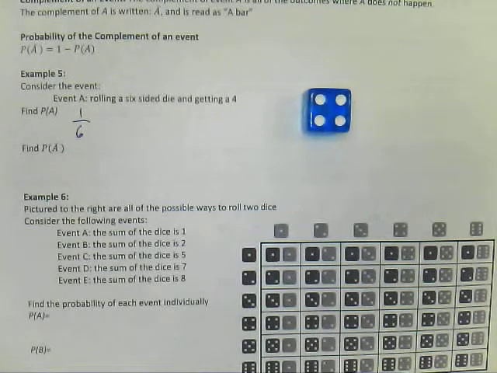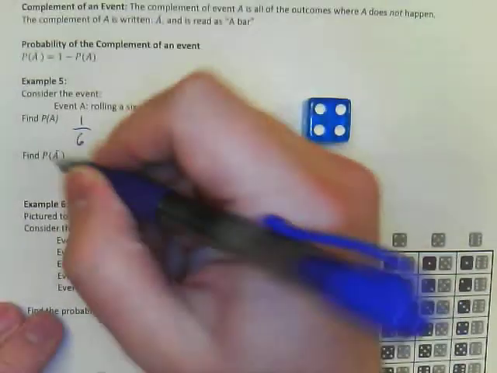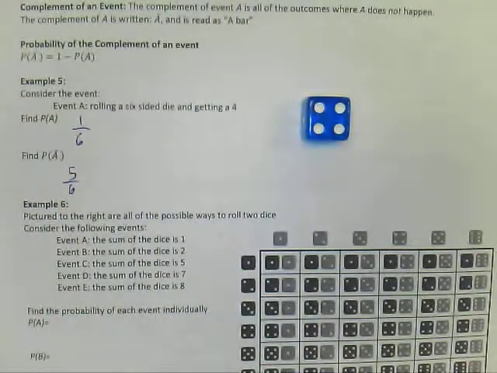Then to find the complement of that, the probability of not rolling a 4, there's a couple of ways we can think of this. Either we could say there's 5 ways to not roll a 4, so that's going to be 5 out of 6, and that's a perfectly valid way to do it. However, sometimes it's not quite so easy to count up all of the ways of something not happening. So another way we can do this is just subtract that probability from 1.